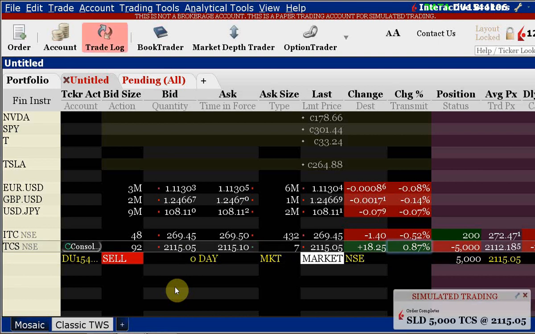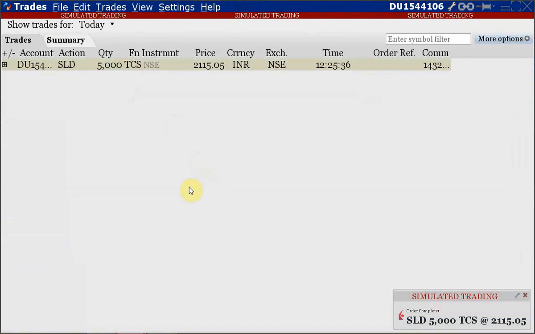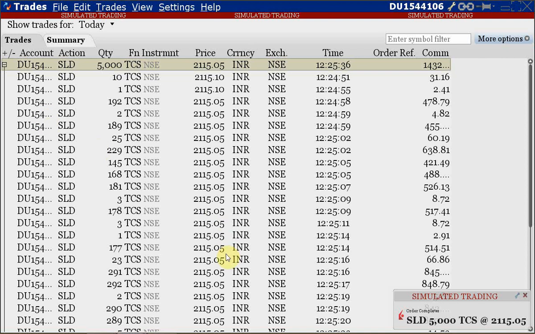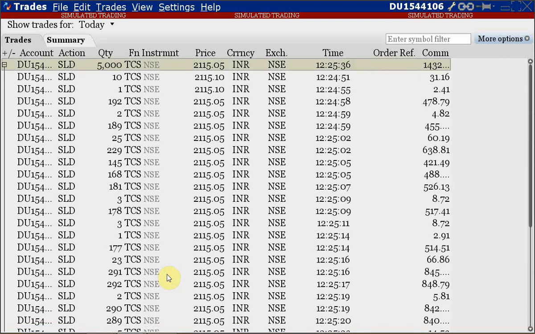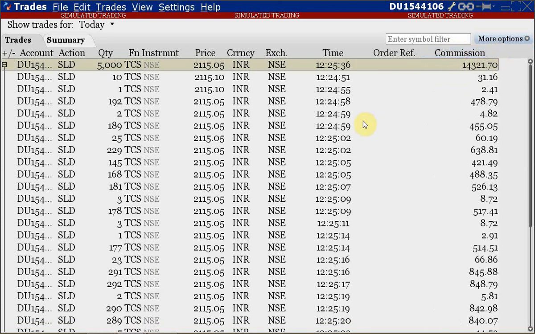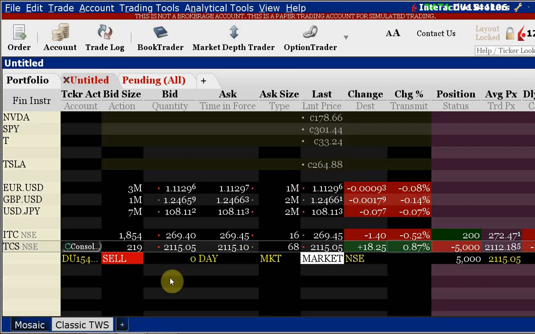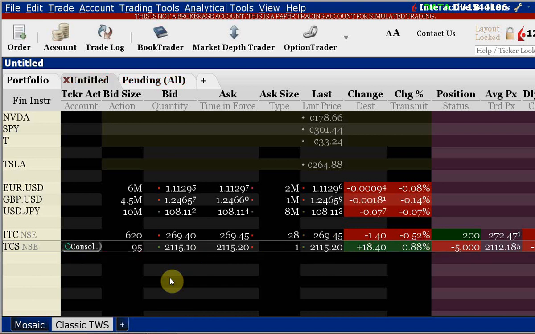This is called short selling. Now you sold 5,000 TCS in total. You can see the breakdown here, how many trades had to be done to come to 5,000. You can see all these trades that have been done, and your total commission also. Sometimes you might get a message saying shortable stock is not available, in which case you can't go short.